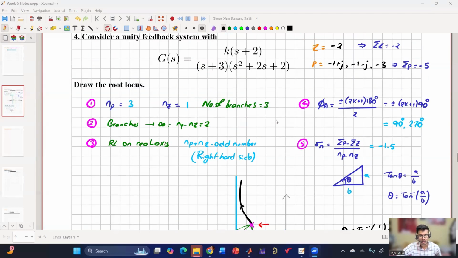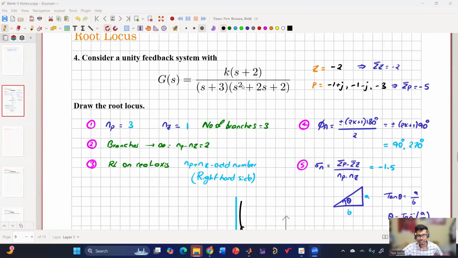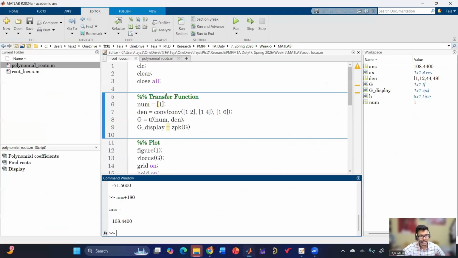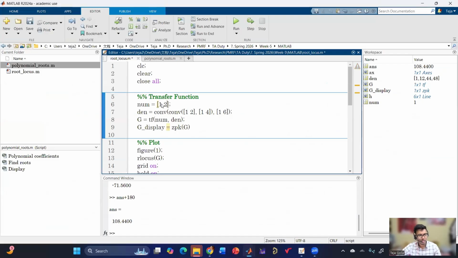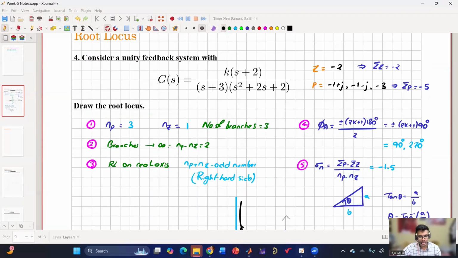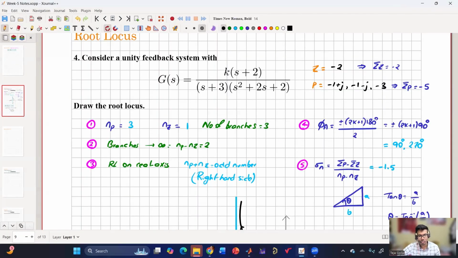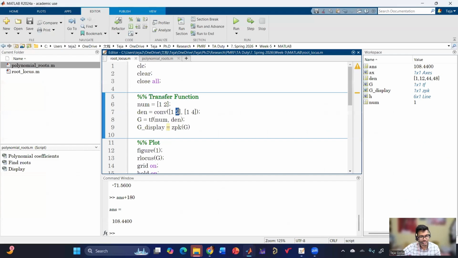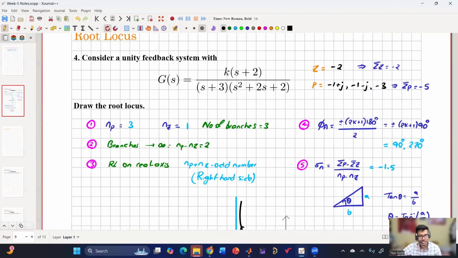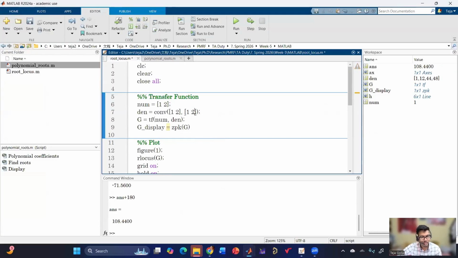Okay, so if the concept is clear, then we'll do the same thing. Let us plot using MATLAB. So the numerator is 1 and 2, so s plus 2. And the denominator now has two factors, so I don't need the nested CONV function. I will just use a single CONV. The first polynomial is 1 and 3, s plus 3. Now the second polynomial is s square plus 2s plus 2. So let me run it and then check.